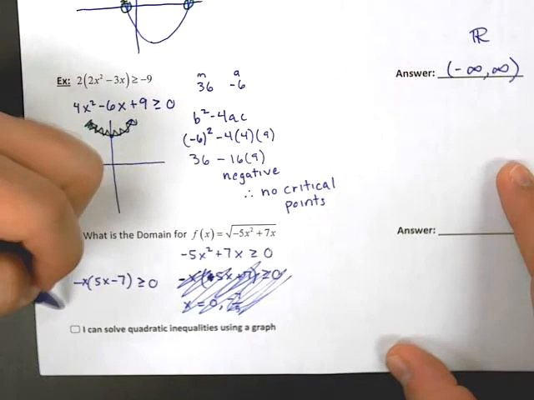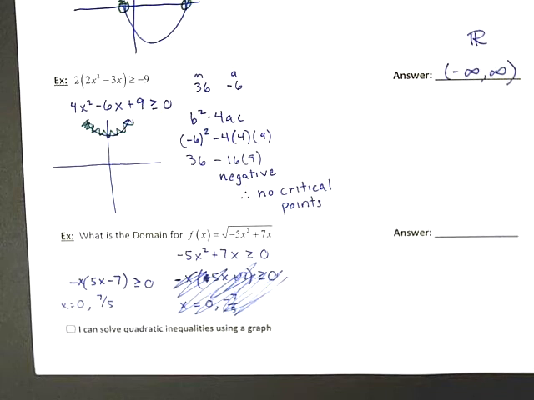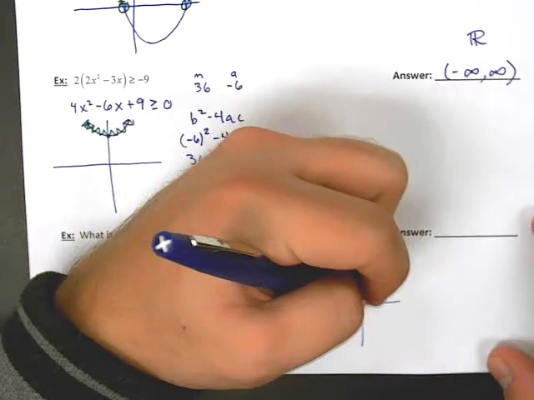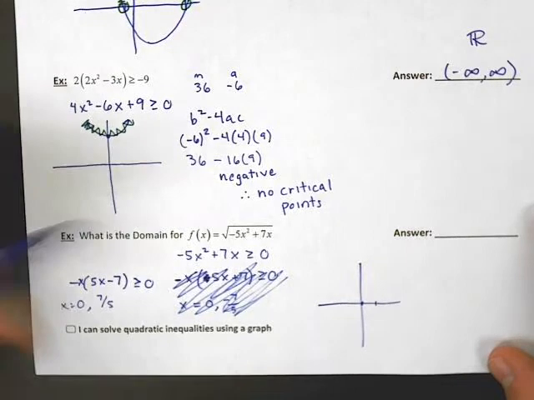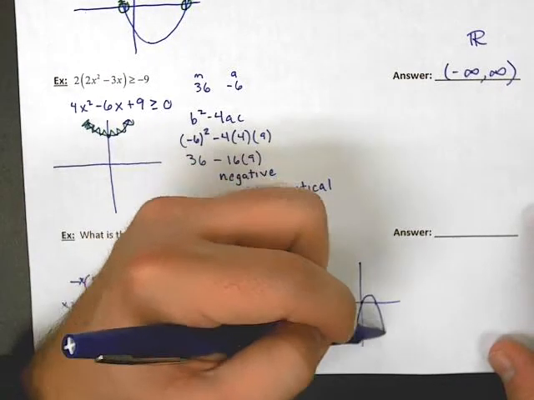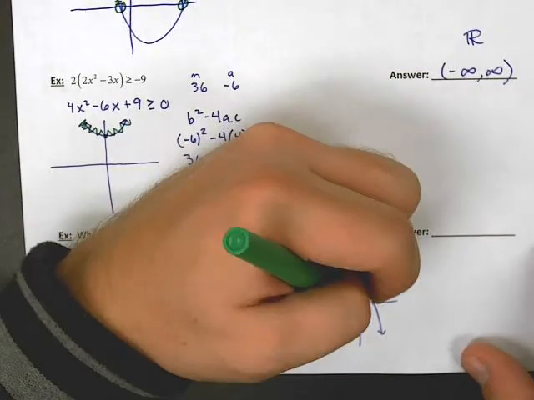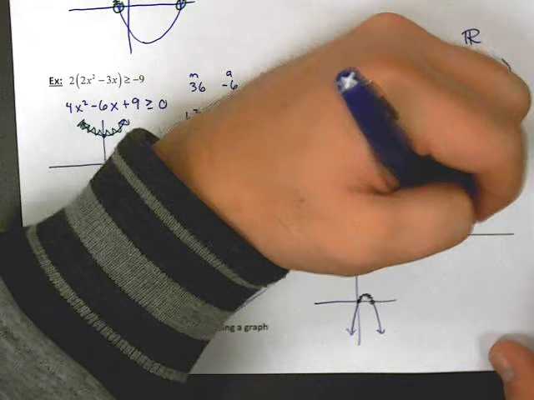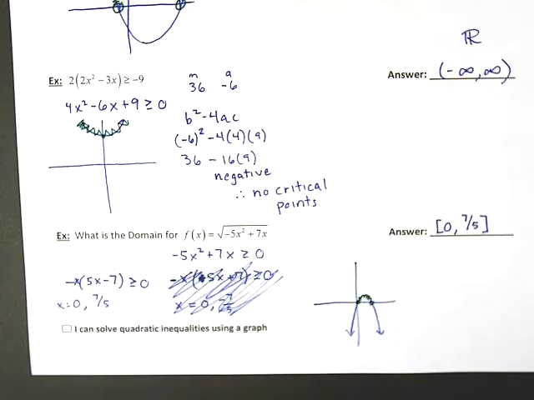So my critical points would be 0 and positive 7/5. I'm very sorry about that, guys. Okay, so now that we're back on track, I have 0, I have 7/5. I know what my a value is, negative, so I'm opening down, something like this. And I know I need to be greater than or equal to 0, so I'm looking from here right to there, which means my answer would be 0, 7/5.